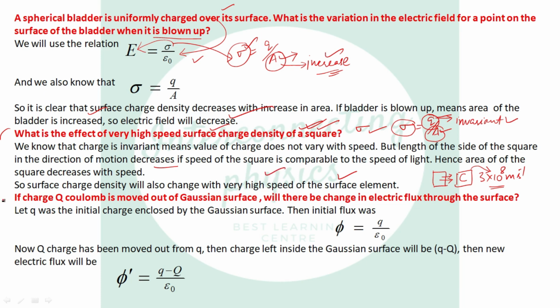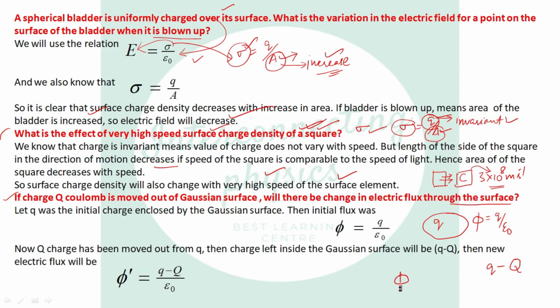Now, if a charge Q coulomb is moved out from the Gaussian surface, what will be the change in electric flux through the surface? Let us suppose we have a closed Gaussian surface, and the Gaussian surface is always closed. Suppose it has original charge q, so its flux will be q over epsilon naught. Now the question is that Q coulomb charge has been moved out from the Gaussian surface. So the charge left will be q minus Q.